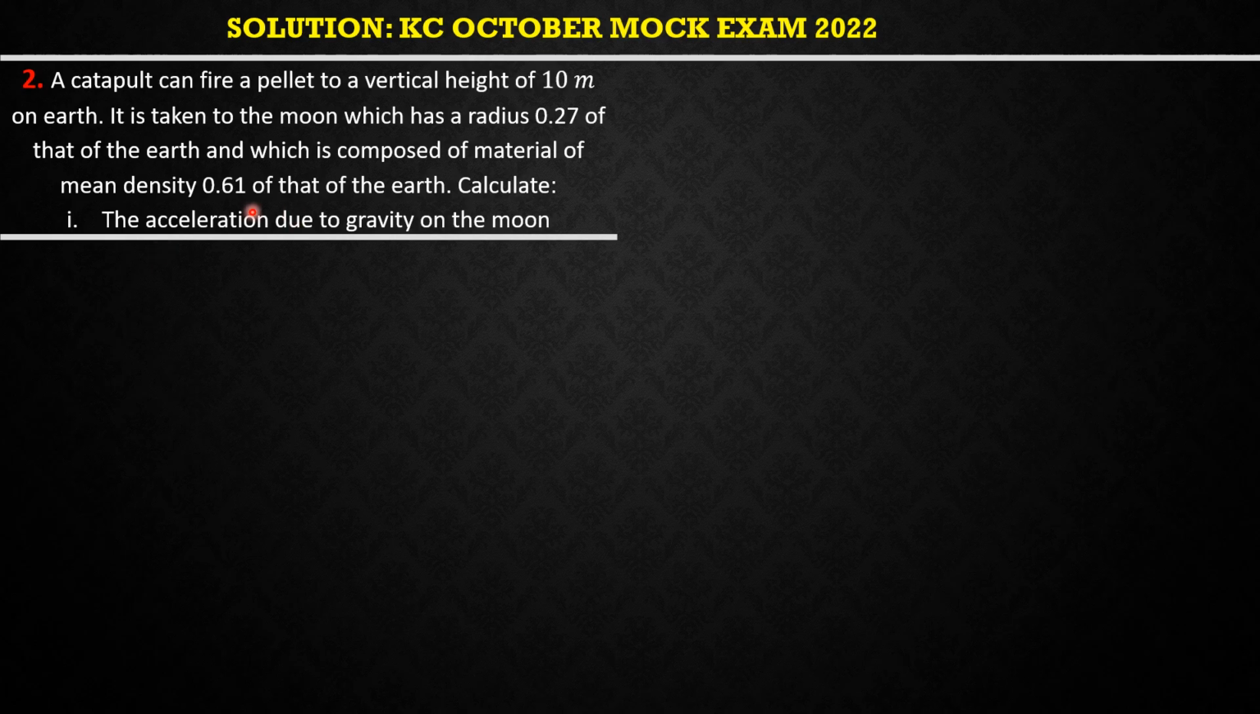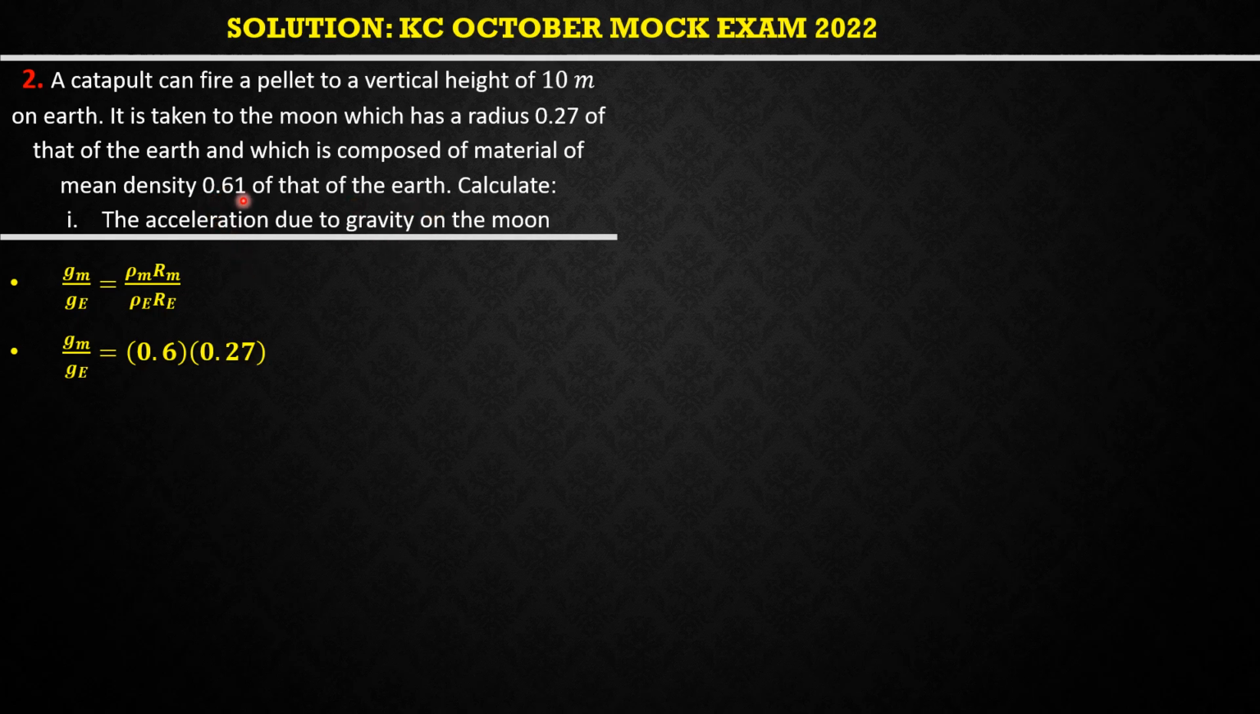Alright, so to calculate the acceleration due to gravity, we're just going to get the ratio of g on the moon to g on Earth to be rho, that's density of the moon multiplied by the radius of the moon, divided by density of Earth multiplied by the radius of the Earth. So this is a relationship that you can actually derive. So we can go on and say that the density of the moon to that of the Earth is just 0.61, because the material has mean density 0.61 that of the Earth.